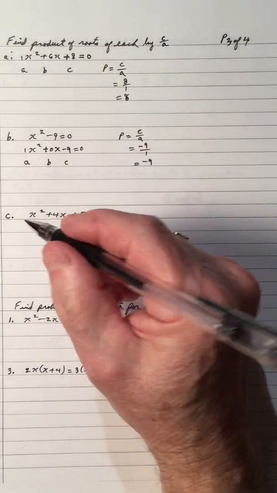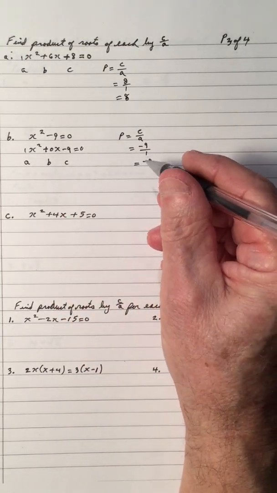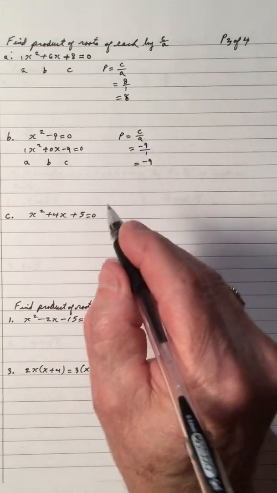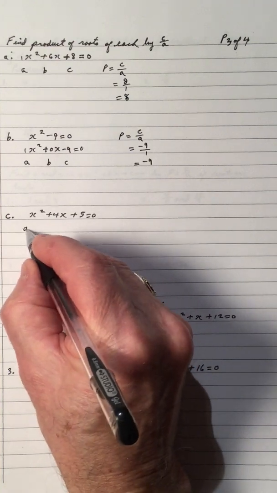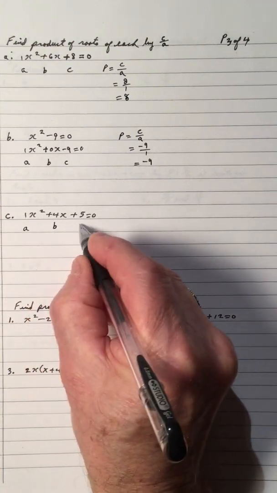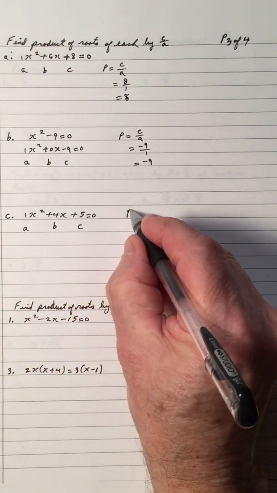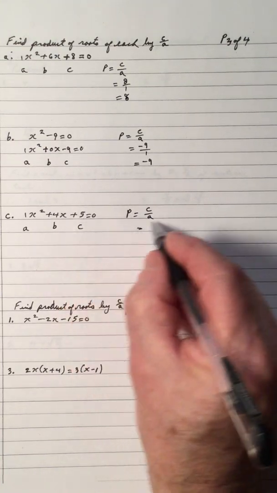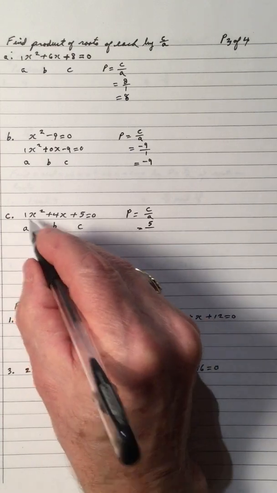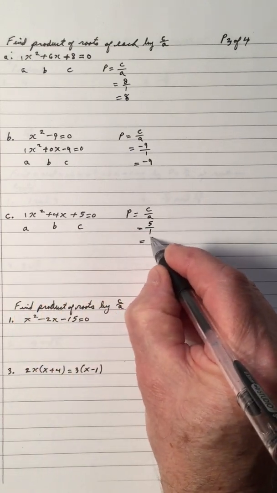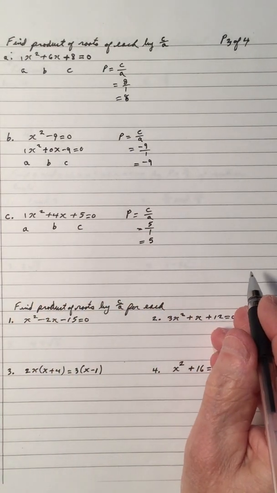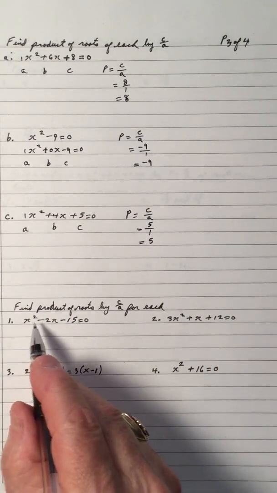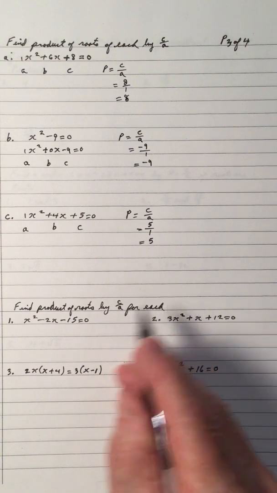And again, notice I can get the product of the roots without finding the roots by doing C over A. A is 1, B is 4, C is 5. So the product of the roots is C over A. C is 5, A is 1. So the product is 5 without finding the roots. Much shorter.